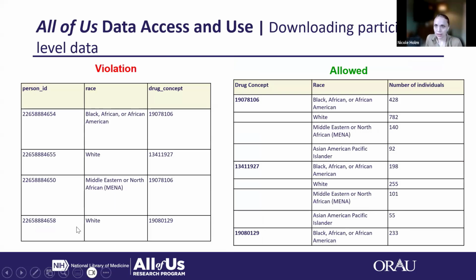Additionally, just as a reminder, when you're downloading data from the Workbench, you are not allowed to download participant level data. You can download aggregate data, aggregate statistics, analyses, and other types of information, but anything that contains participant identifiers and row level or participant level information would be a violation of our data user code of conduct and is prohibited from downloading as well.